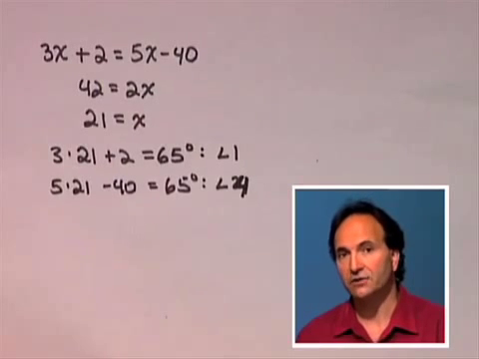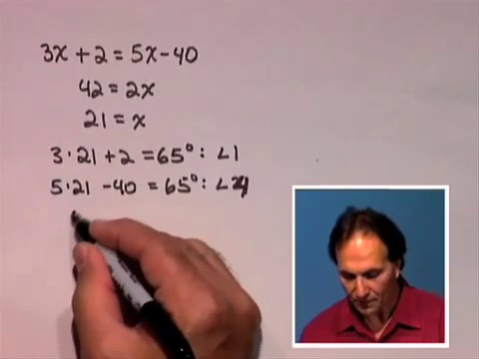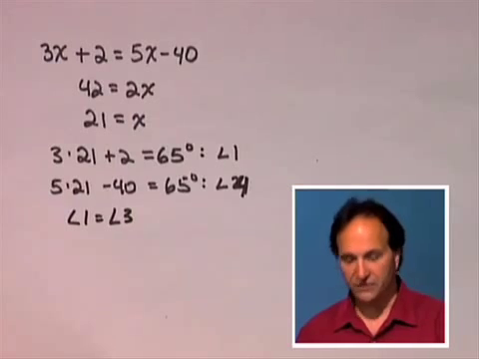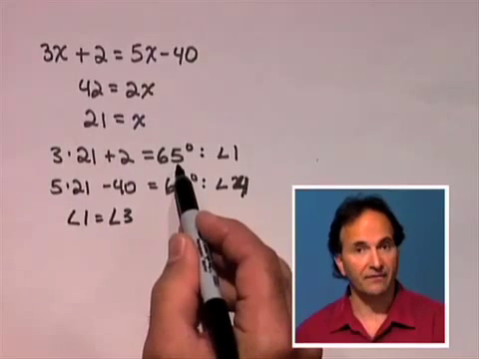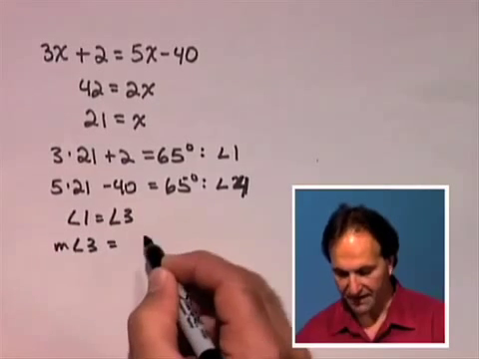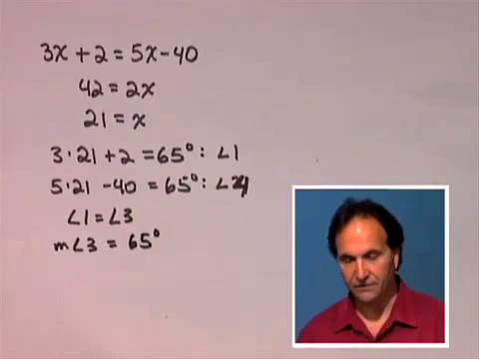Now, let's find the measure of angle 3. Remember, angle 3 was a vertical angle to angle 1, which meant that angle 1 is equal to angle 3. Well, we just said that angle 1 is 65 degrees, and that means that angle 3, or the measure of angle 3, is equal to 65 degrees.